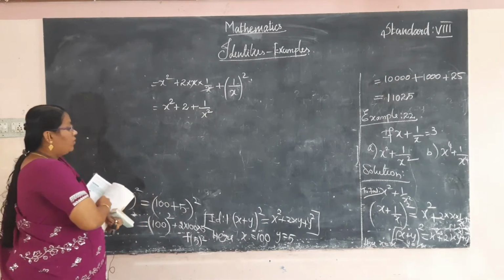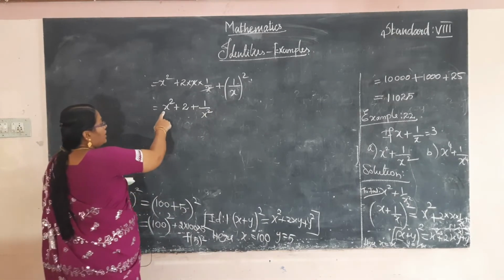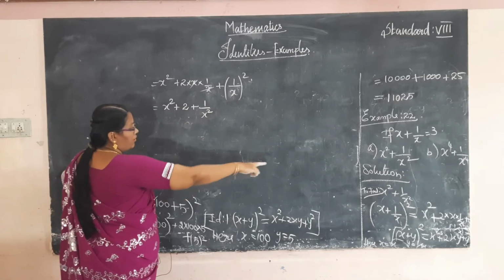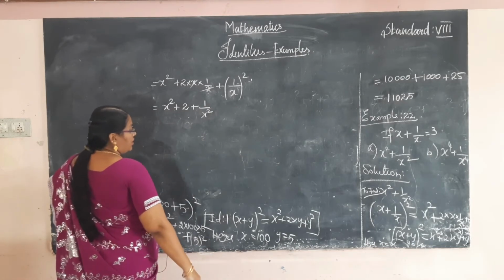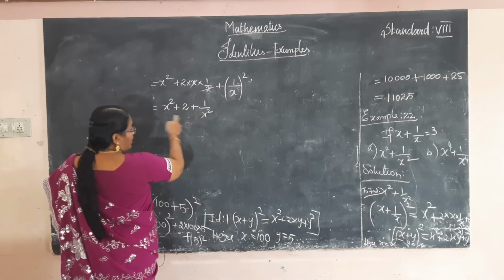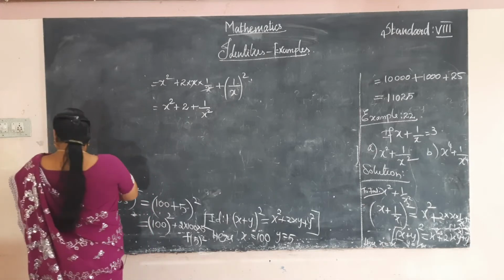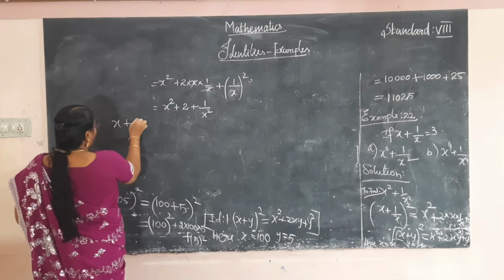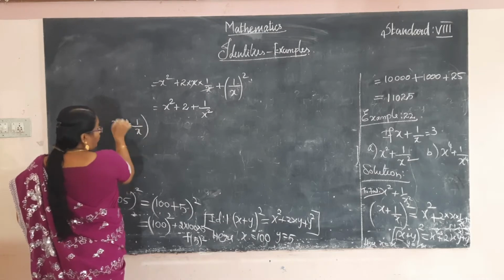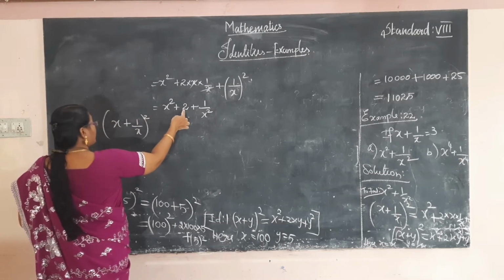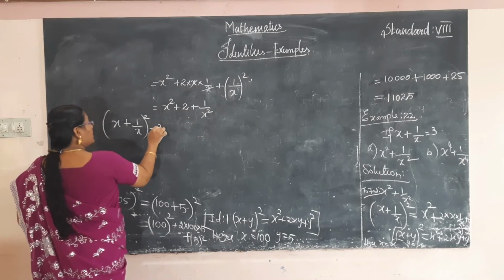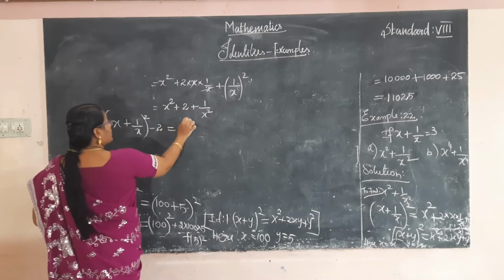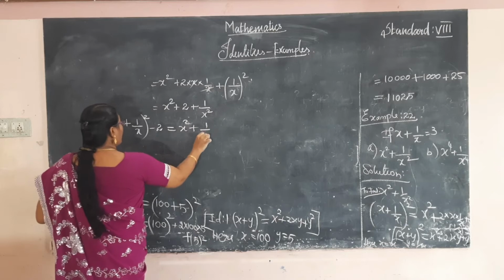Okay, what we have to find out is only x squared plus 1 by x squared. On this side, x plus 1 by x the whole squared is given. So plus 2 comes to this side as minus 2, equal to x squared plus 1 by x squared.